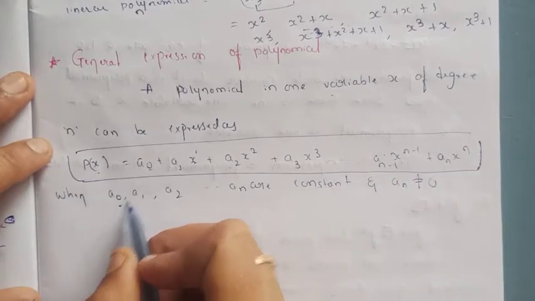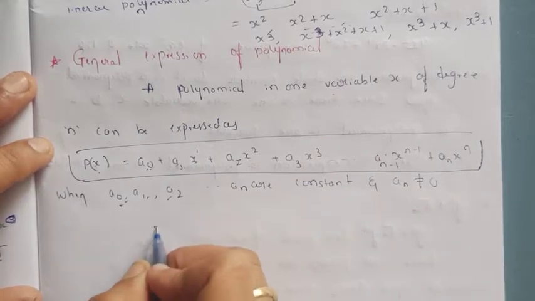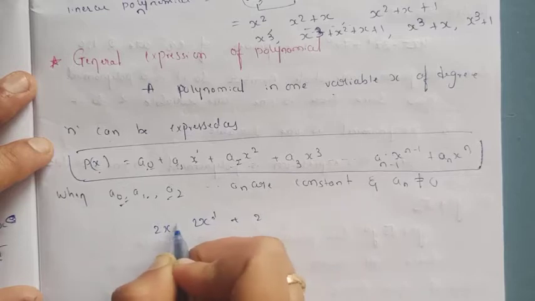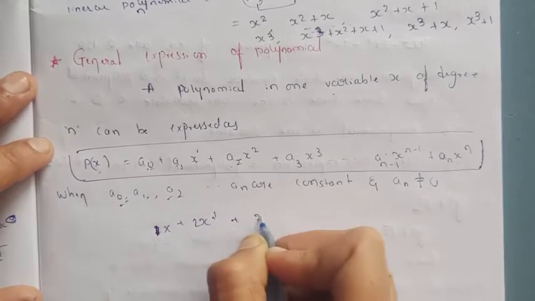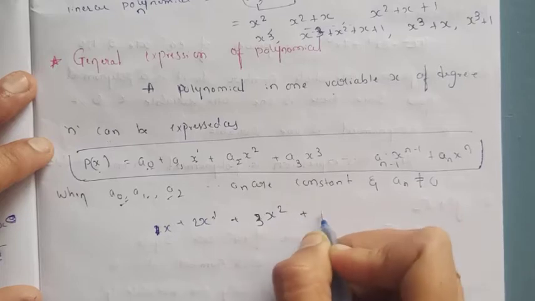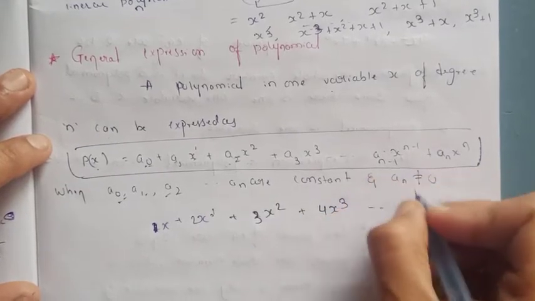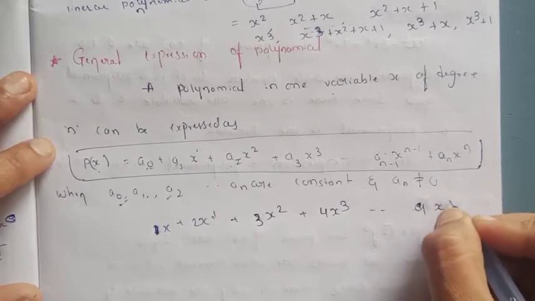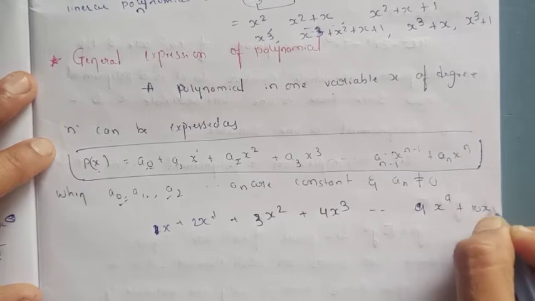Here a0, a1, a2, these are what? Constant terms, like 2x, 1x, 2x, 3x square, like this, 4x cube, and so on, meaning 5, 10, 9 minus x raised to 9, or 10 raised to x raised to 10.